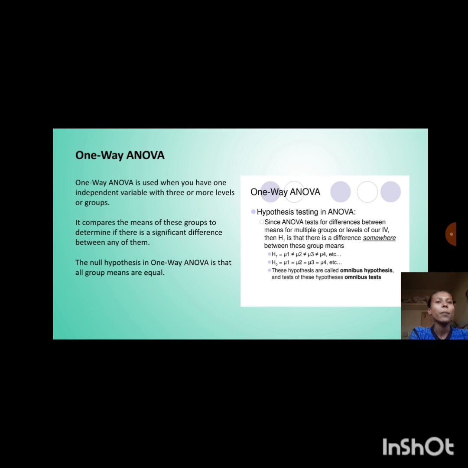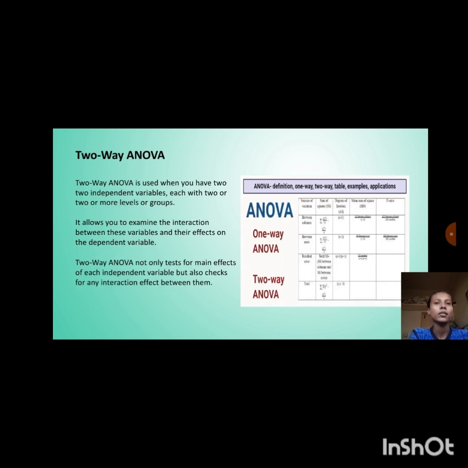One-way ANOVA: hypothesis testing in ANOVA. Since ANOVA tests for differences between means for multiple groups or levels, H1 is that there is a difference somewhere between these group means. H1: mu1 not equal to mu2 not equal to mu3 not equal to mu4, etc. H0: mu1 equals mu2 equals mu3 equals mu4, etc. These hypotheses are called omnibus hypotheses, and the tests for these hypotheses are omnibus tests.